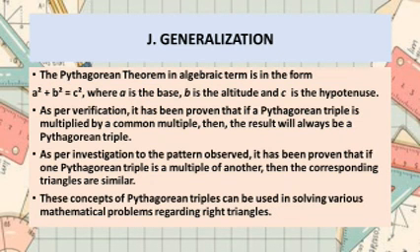Generalization. The Pythagorean theorem in algebraic terms is in the form a squared plus b squared equals c squared, where a is the base, b is the altitude, and c is the hypotenuse. As per verification, it has been proven that if a Pythagorean triple is multiplied by a common multiple, then the result will always be a Pythagorean triple. As per investigation, the pattern observed has proven that if one Pythagorean triple is a multiple of another, then the corresponding triangles are similar. These concepts of Pythagorean triples can be used in solving various mathematical problems regarding triangles.